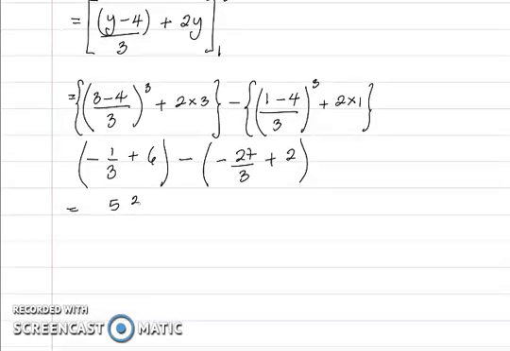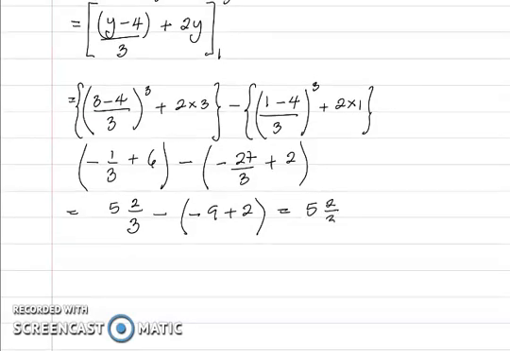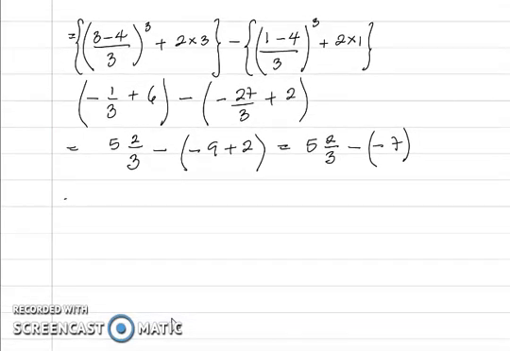5 and 2/3. If I take away 1/3 from 6, I get 5 and 2/3 minus, and then we have inside the bracket minus 9 plus 2. And so of course this becomes 5 and 2/3 minus 7. Because minus 9 plus 2 is minus 7. So we end up with 5 and 2/3. A negative times a negative is a positive, plus 7. So our final answer is 12 and 2/3.